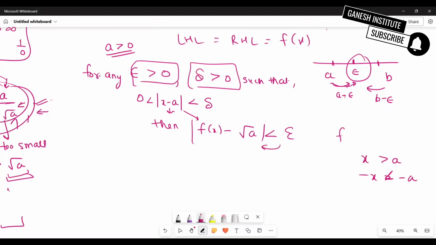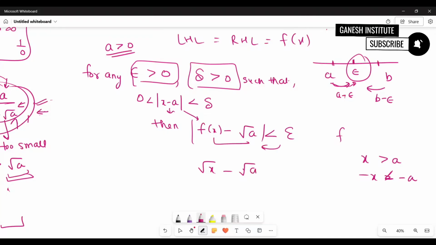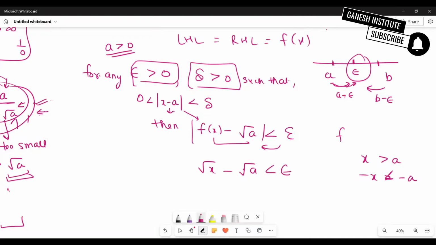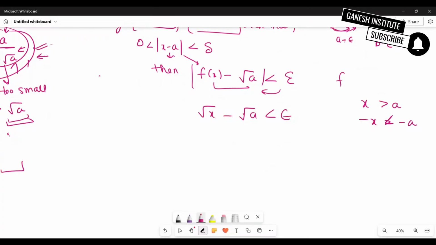And f(x) is root x. So you could also write the modulus of root x minus root a, that is less than epsilon. Yes, this is what you have to consider. So you are starting with the concept that I have this question and I'm making it very small, so that it is not reaching out to infinity or an infinite value, okay?